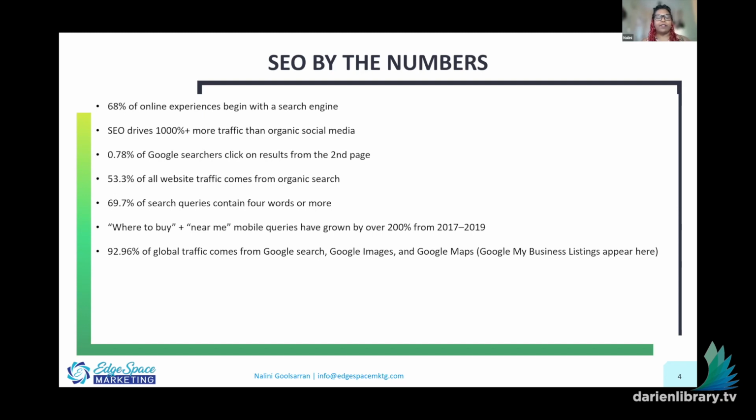92% of global traffic comes from Google Search, Google Images, and Google Maps. So if you have a Google My Business listing, whether it's a physical location or a virtual business with a service area, your Google Maps is where your Google My Business listing is listed, because instead of having a pin drop for a physical location, you might have a service area outline. So if you're hyper local, global, national, international, it matters.